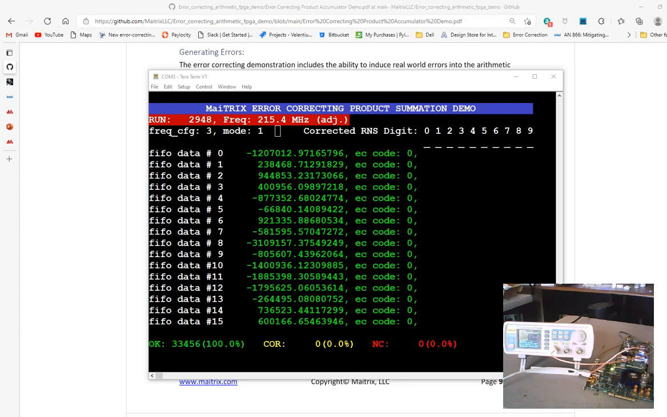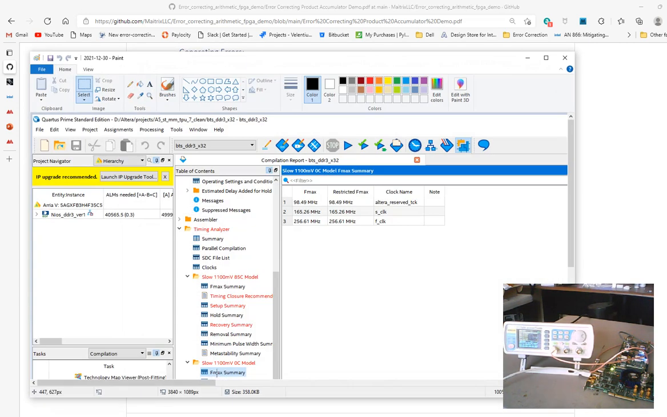Now right now we're running at 215 megahertz and everything looks pretty good. You can see at the bottom we have OK, it's about 33,000 runs, 100% OK. There were no corrected product summations, and there are none that were uncorrected. Now before I do that, I want to really quickly point out one quick thing here.